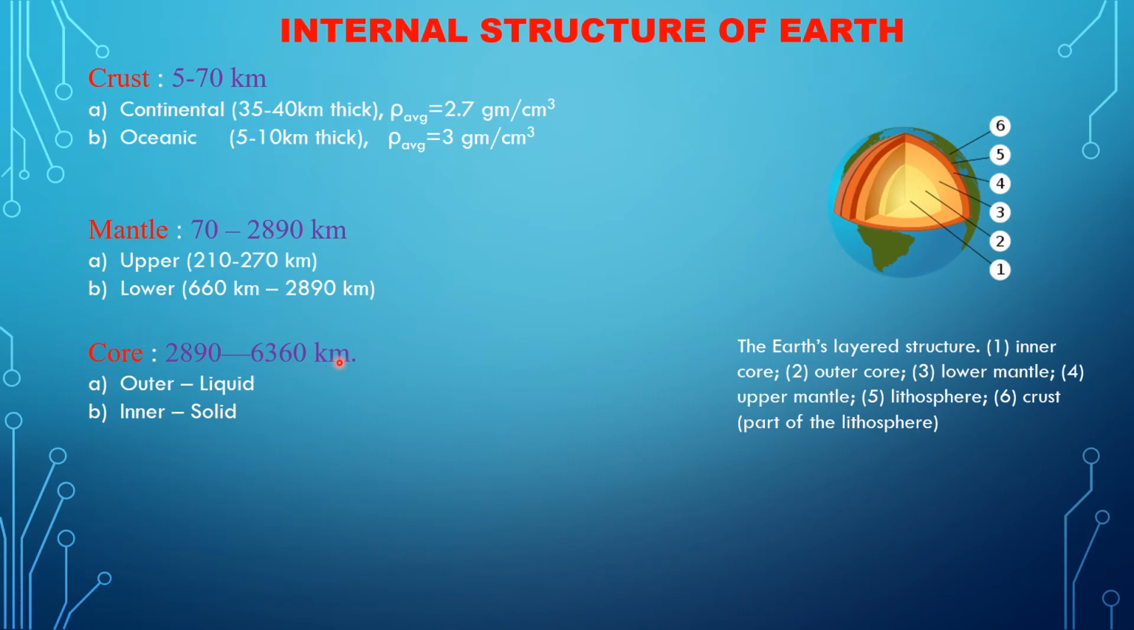And the last layer is the core, the solid inner core and the liquid outer core. This, number two, is the outer core, the liquid outer core, and this, number one, is the innermost layer, the inner core, that is very solid.